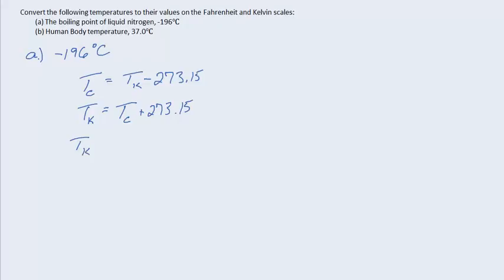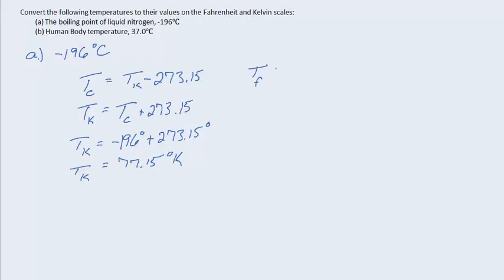If we simply plug in our value of Celsius into the equation, we have negative 196 degrees Celsius plus 273.15 degrees, which will give us our temperature in Kelvin to be equal to 77.15 degrees Kelvin.